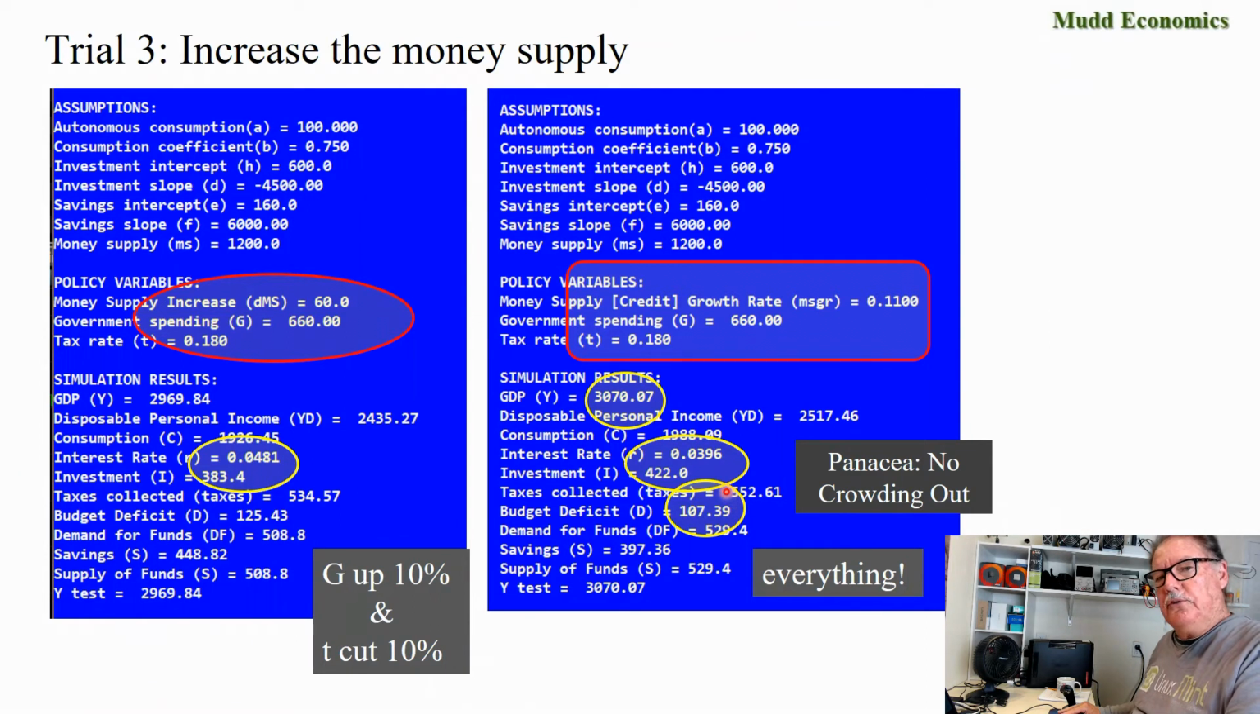And of course, this is all because we are really stimulating the economy now with an increase in the money supply. And that has stimulated disposable income, consumption has risen considerably. Investment is now also a little bit higher, and that's because the interest rate is a little bit lower. And so we have achieved a policy panacea. No crowding out, and everything is up.